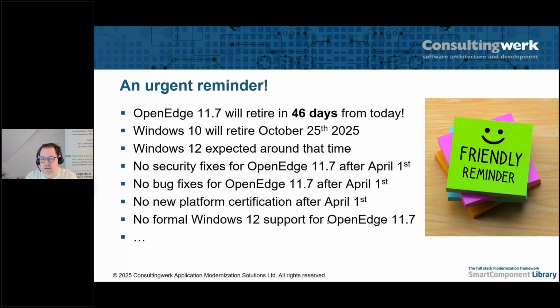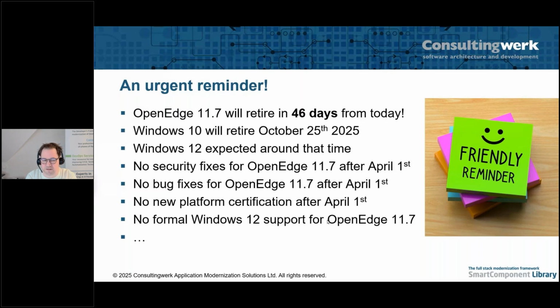Later this year, Windows 10 will also retire, October 25th. And rumors say that around that time, there'll be a new version of Windows 12. I know that Microsoft once said that Windows 10 will be the last version of Windows, but apparently they're working on Windows 12 now. So what does it mean?